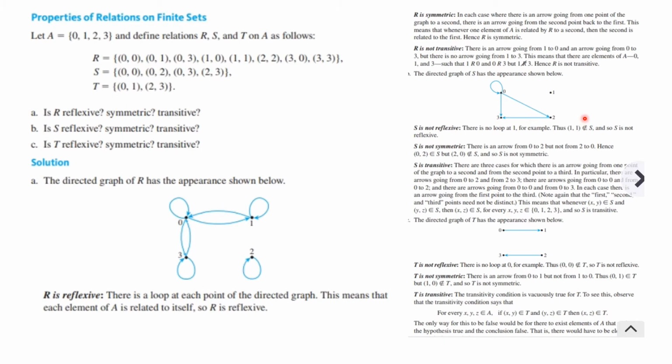When we look at S, we get this as the digraph. It's not reflexive because there are no loops on 2 and 3 and on 1, in fact.